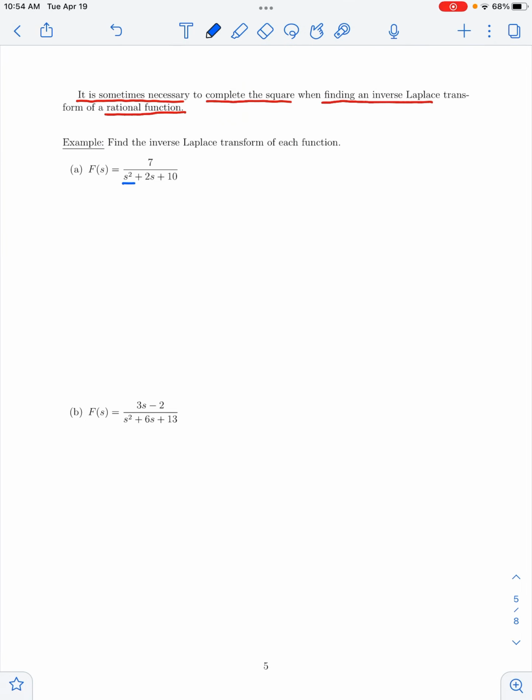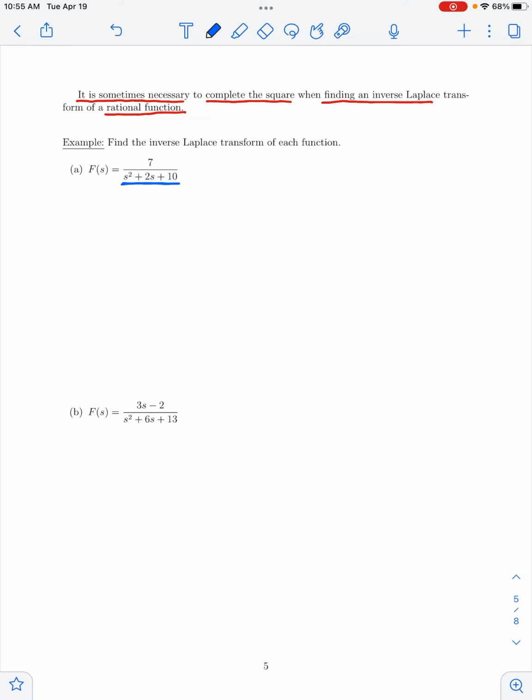And so when I look at my denominator, I see that I have a quadratic which can't be factored down to linear terms. And it's also not a sum or difference of squares. It doesn't have the form s squared plus a squared or s squared minus a squared. But all of the properties in our Laplace table where we have a quadratic denominator involve either a sum or difference of squares.